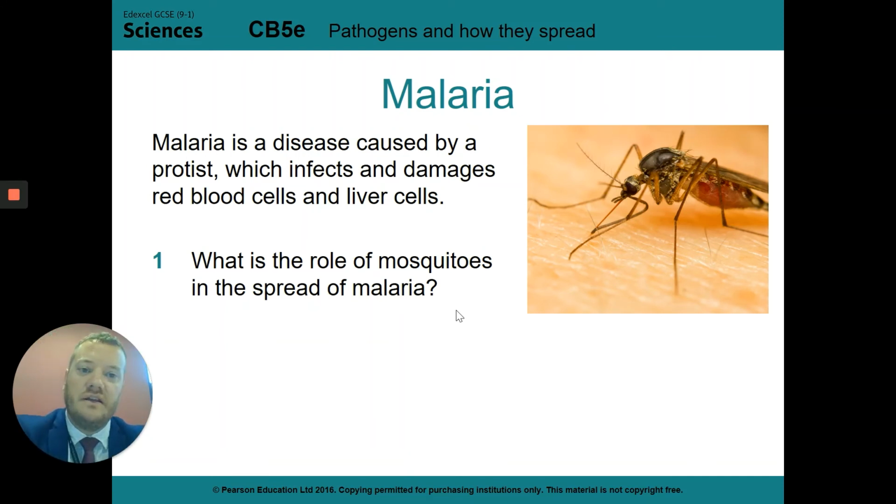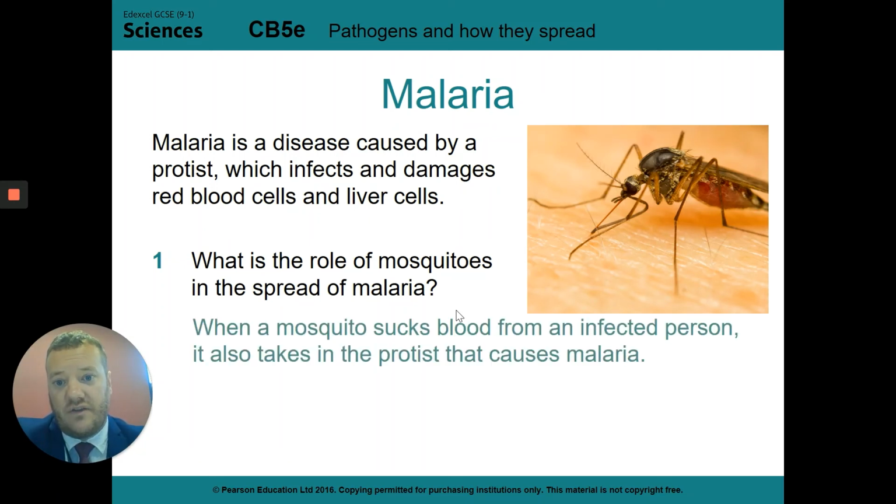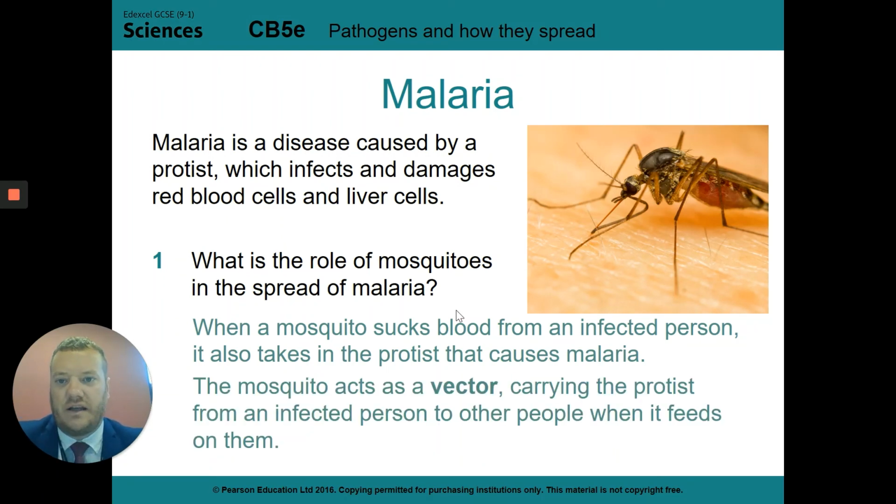Okay, so the mosquito isn't ill. The mosquito acts as a vector. So it bites an infected person, flies away, bites someone who isn't infected, and infects them with the single-celled organism that causes malaria. Okay, so they act as a vector. They suck blood from an infected person, and they take the protist with them that causes malaria, and then they fly to somebody else and they bite them. And as we say, they're acting like a vector.